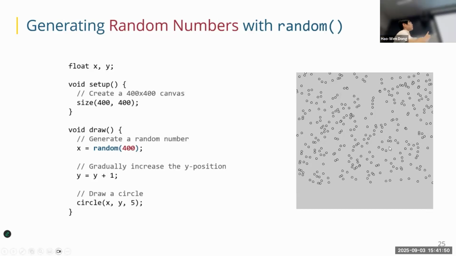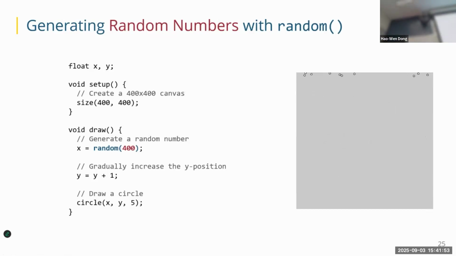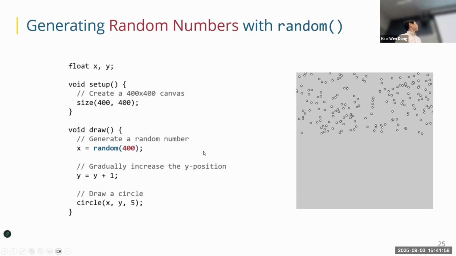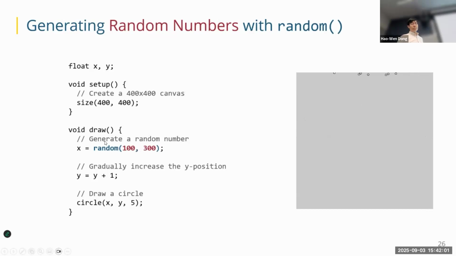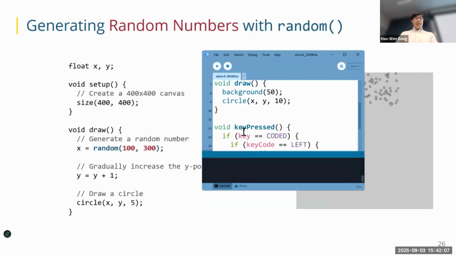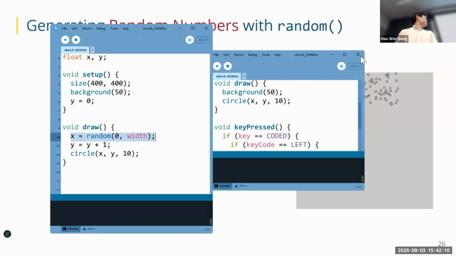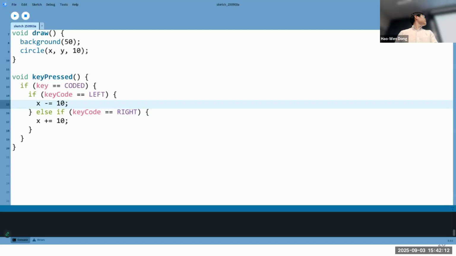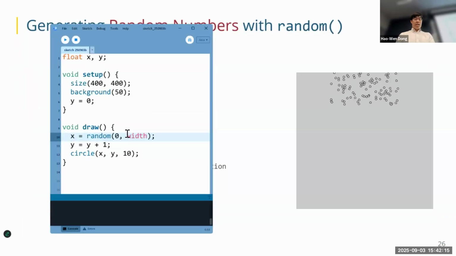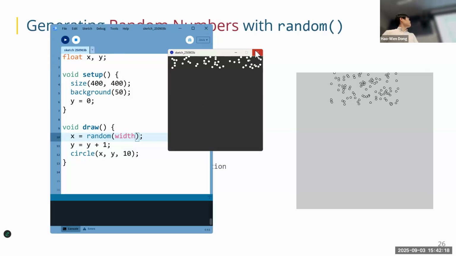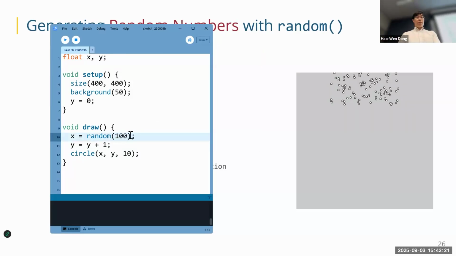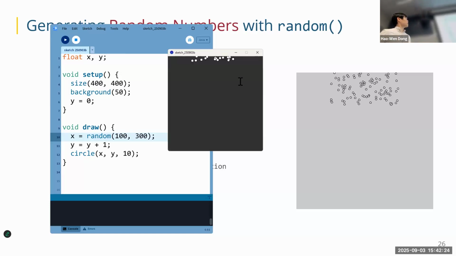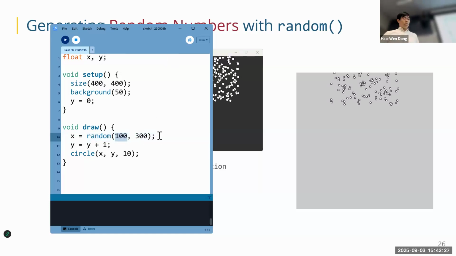So you can see that it's uniformly distributed. Every single value is equally likely to be sampled with this random number generator. You can also set the range. As I said, if you don't set the lower and upper bounds, it will be 0 to width. So this is the same as this. It will be 0 to width, but you can also say something like 100 to 300 so that it will be constrained within this region. Or, I don't know, 180 to 220.